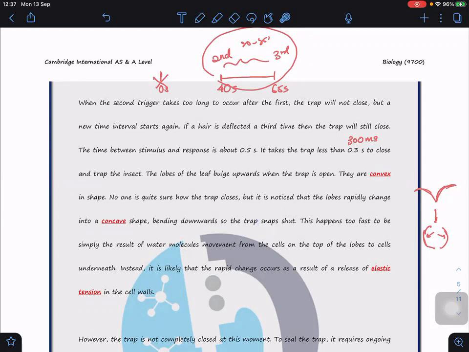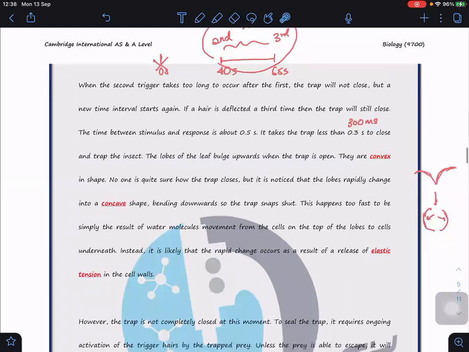This happens too fast to be simply a result of water molecule movement from the cells on the top of the lobes to the cells underneath. So basically it means moving from the top downwards so that it can curve. Are you clear? So instead, it's likely to be a rapid change as a result of release of elastic tension in the cell wall. So something like the ruler or the watch that you snap onto your wrist, then it starts to wrap onto your wrist, right? So this is one of the possible mechanisms.